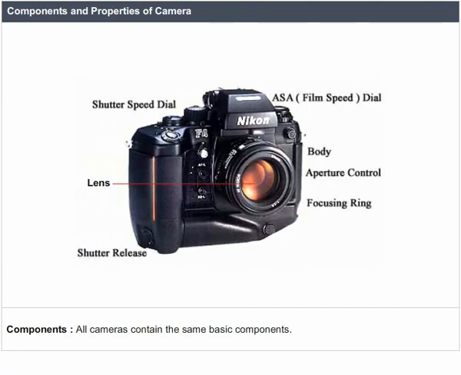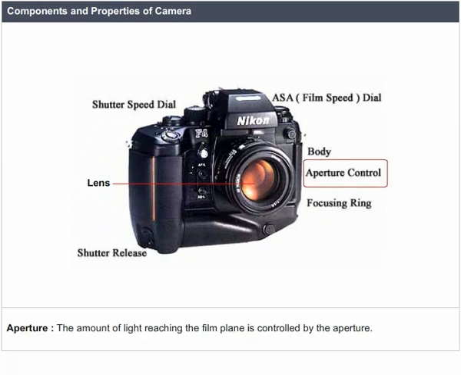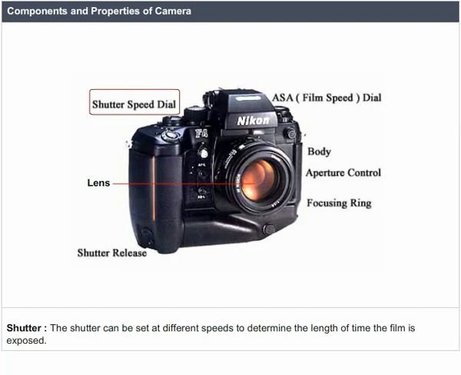Components and properties of camera. Components. All cameras contain the same basic components. Camera lens. The lens focuses the light rays from the subject and creates a reversed, upside-down image on the film at the back of the camera. Aperture. The amount of light reaching the film plane is controlled by the aperture. Shutter. The shutter can be set at different speeds to determine the length of time the film is exposed.